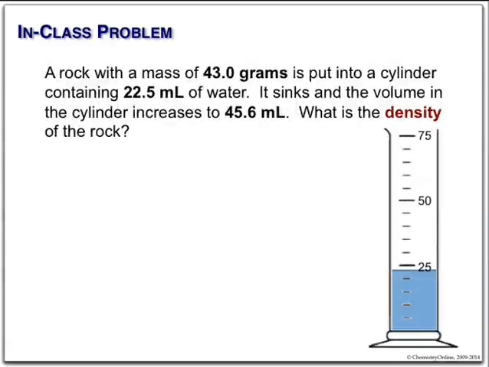Okay, here we have a rock. The rock has a mass of 43 grams. We have a cylinder here with 22.5 mils of water in it. We're going to drop the rock down in here. When we do, the level of the water is going to go up. Now, when it finally settles down, we see our new volume is 45.6. What is the density of our rock?